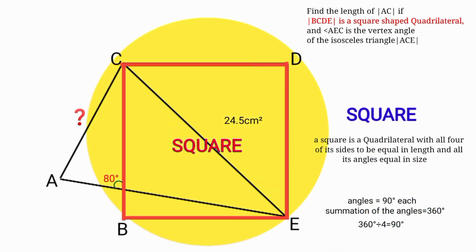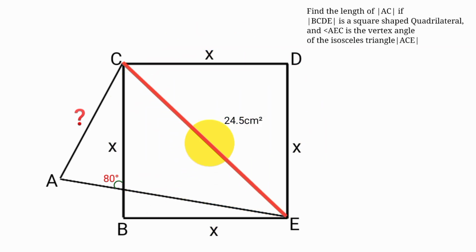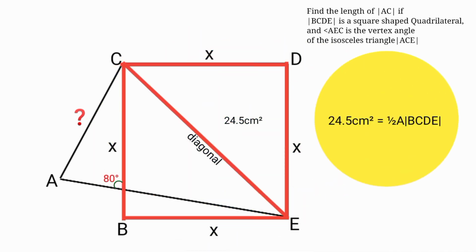So that means all these sides here, BC, BE, CD, and DE are equal in length. Let's label the length of each side with x since they are equal. But here, you can see the surface area of this triangle CDE is 24.5 centimeters squared. If you look, this line CE is a diagonal of the square BCDE. And we all know that the diagonal of a square always splits its surface area into two equal halves. That means this area here, 24.5 centimeters squared, is half the area of BCDE. Let's write it out. 24.5 centimeters squared equal to 1/2 area of BCDE.